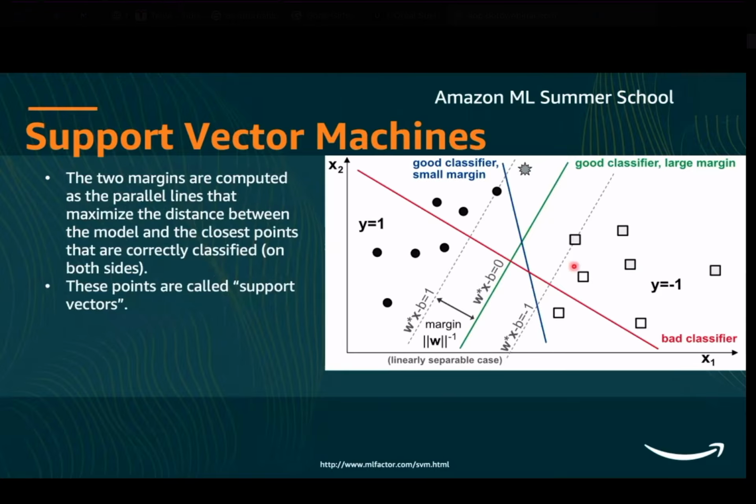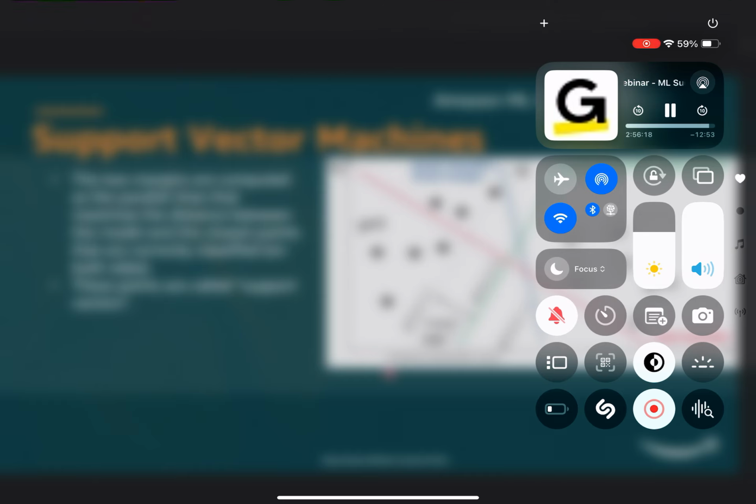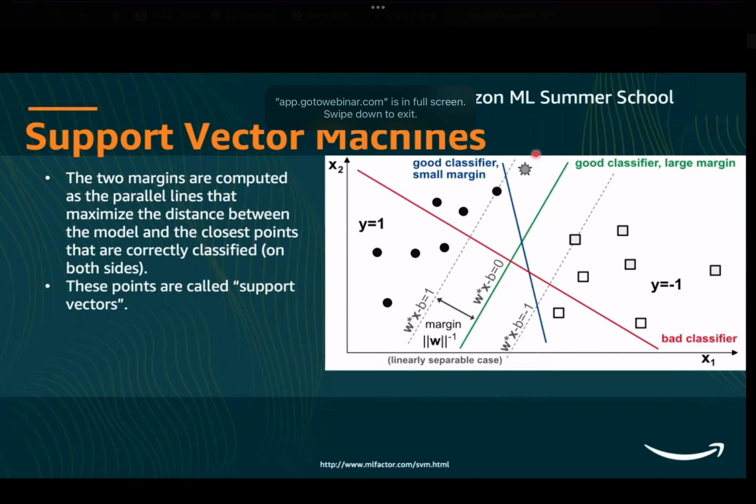Now, the interesting feature which I've not mentioned is the gray dotted line. These lines represent no man's land in which no observation should fall. So each strip of these gray lines can be viewed as a margin of error, because no sample should fall here. These two margins are computed as the parallel lines that maximize the distance between the samples of the two classes. These lines are plotted such that the distance between the samples of two classes is maximized.